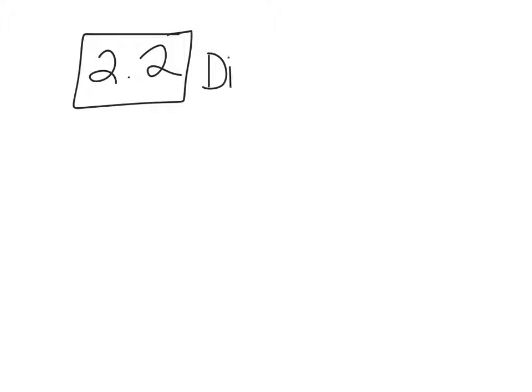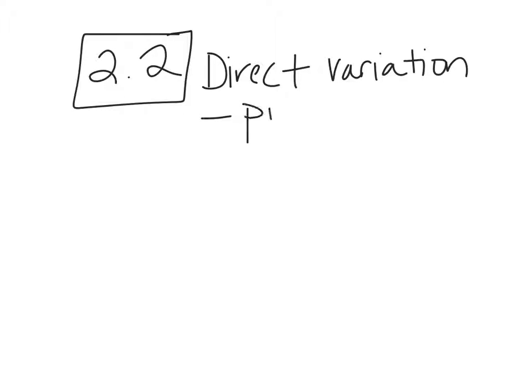It's a pretty short lesson. We're actually going to do a lot more of this stuff later on in the year, so we just do a brief look at 2.2, okay? We're going to do direct variation, and with direct variation, we're going to do some proportions.